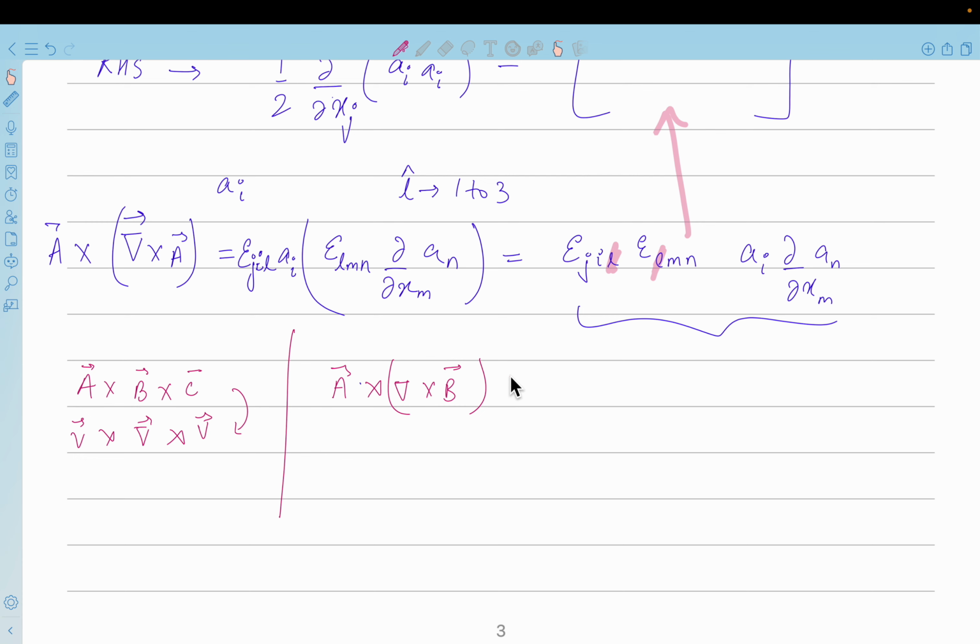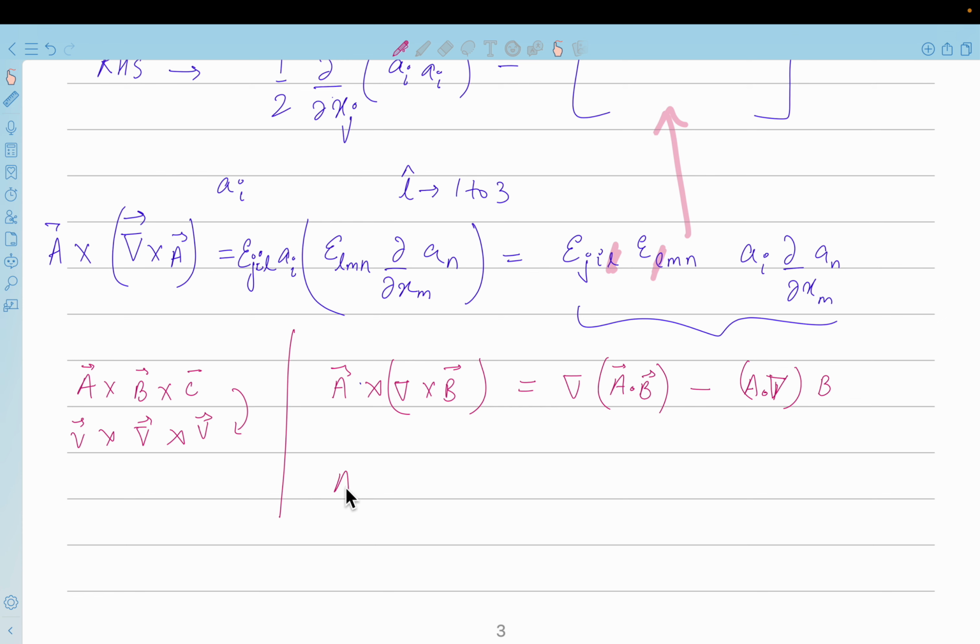So the identity is like this. A cross curl cross B is, okay, so you'll have A dot B term and grad operating on this, minus A dot grad operating on B. Okay. Yeah, that's pretty much it.